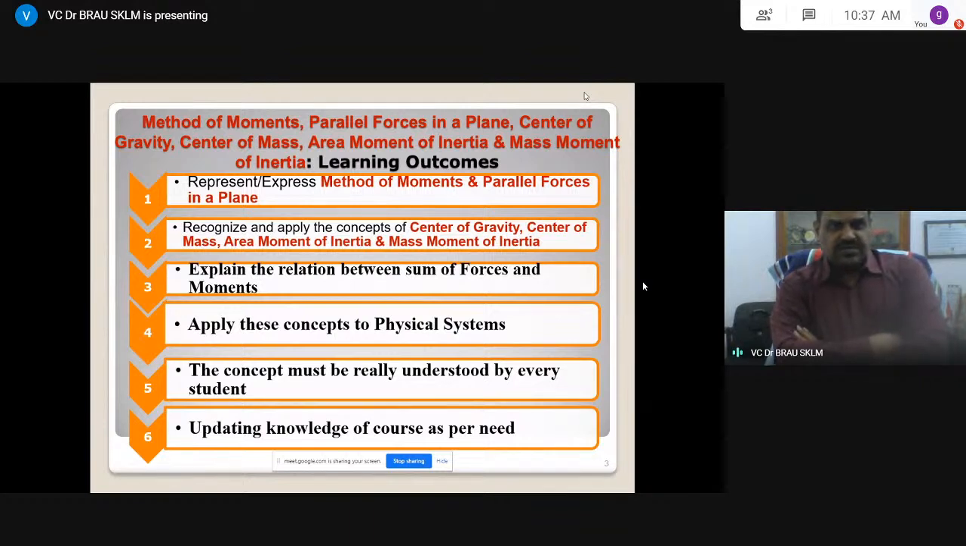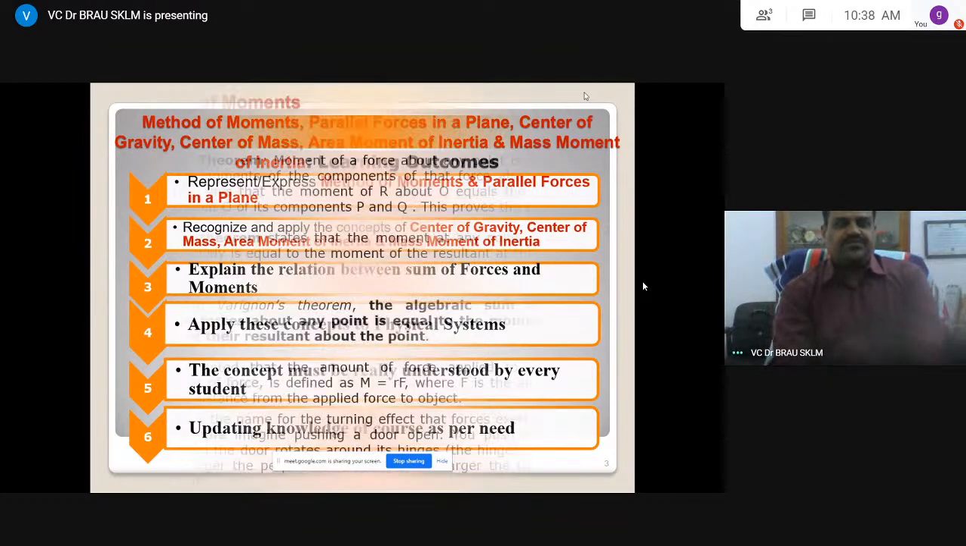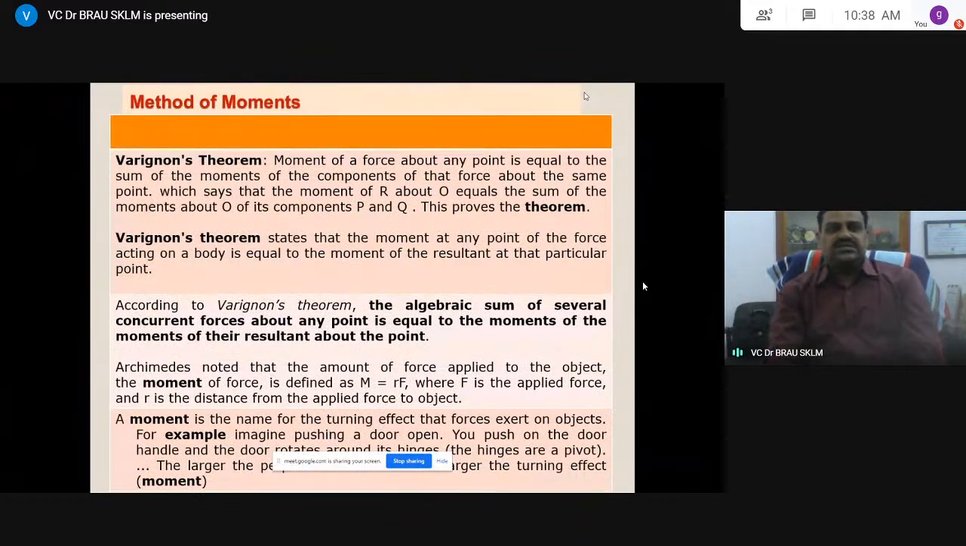The concept of the sum of the forces' moments in method of moments, parallel forces, we are using again. Apply these to physical systems. As a student, you have to really understand these concepts and update your knowledge as per the need. These are the outcomes you are going to get. Now let us start with the first topic, method of moments.